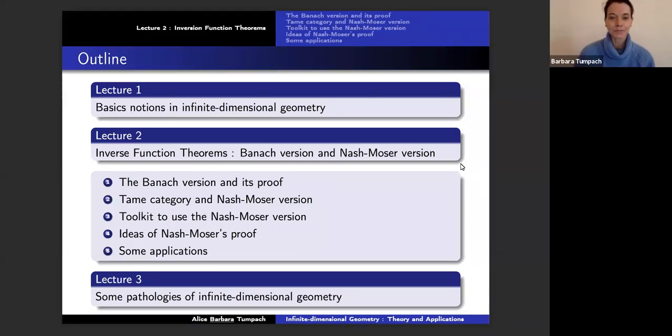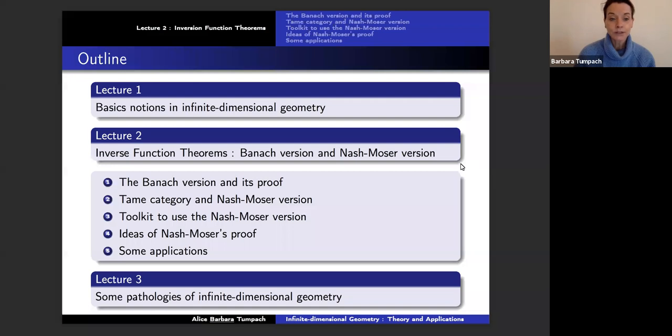So the program today, lecture 2, is about inverse function theorems in the Banach setting first, and then in the Fréchet setting for the Nash-Moser version. Here is the plan of the talk. First of all, we will see the Banach version of this theorem and its proof. Then we will introduce the tame category in which the Nash-Moser version is valid.